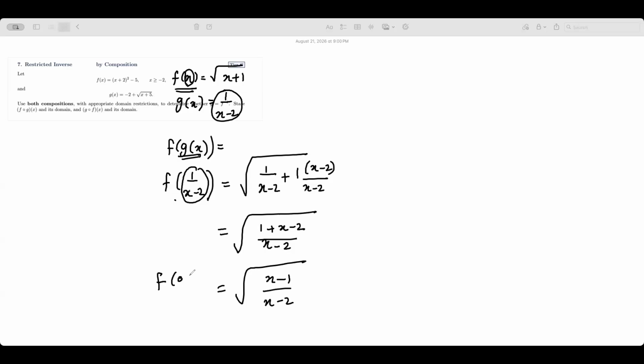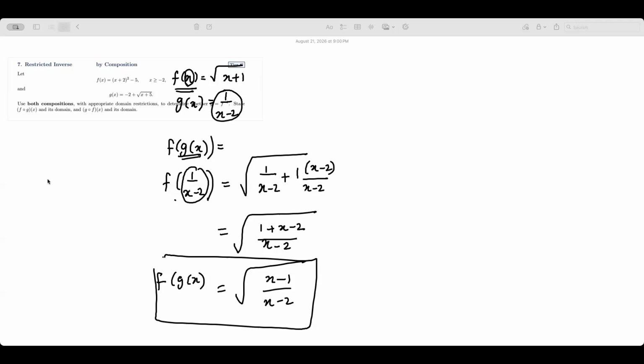Yes, that's right. I think you were not present for this class. f of g of x will be equal to square root of x minus 1 by x minus 2. Yeah, I understand my mistake. I put a negative 1 instead of a positive 1. No problem. As long as you understand, I'm pretty happy.